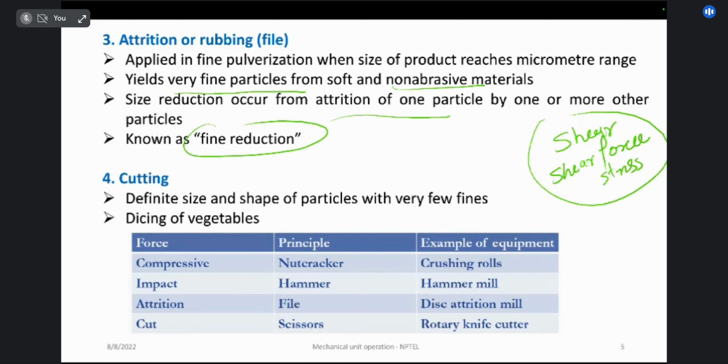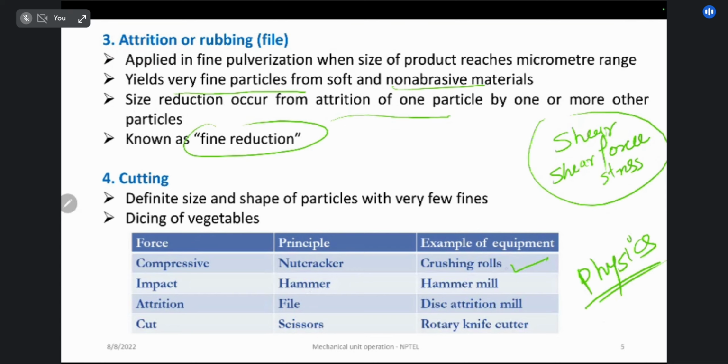Now according to the force, examples of equipment are mentioned in this table. If you talk about the compressive force, it has the principle of a nutcracker. For impact, hammering is there, attrition is filing, and cutting is scissors. Whatever force is applied in scissoring, these are all basic physics. So you need to understand this as physics laws only.